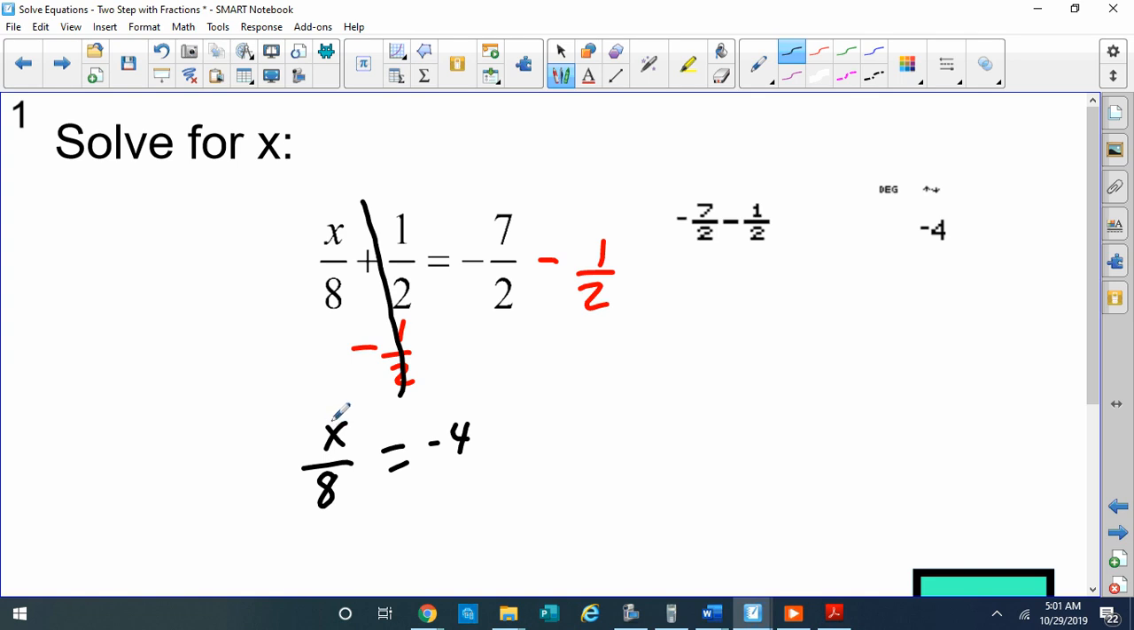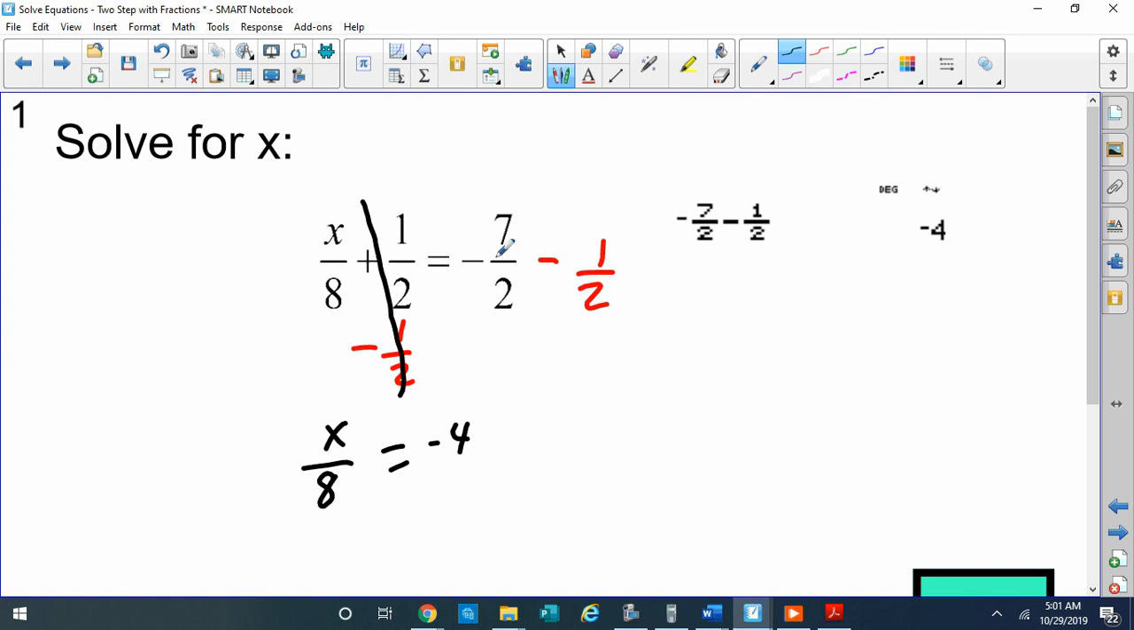Well, how do we know what type of problem this is? Well, this is a fraction bar. Fraction bar means that it's division. So that's another way of saying a division problem. So we're going to undo the division by using the opposite operation of division.